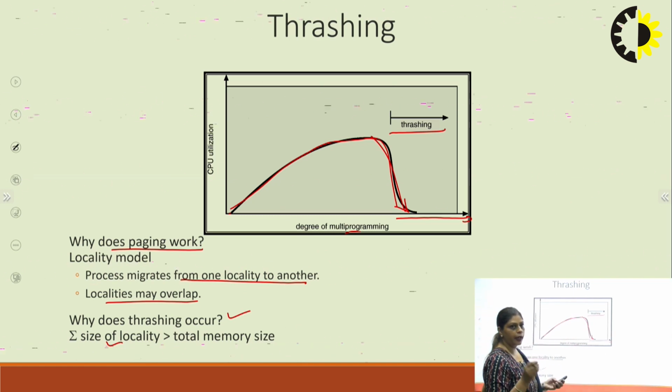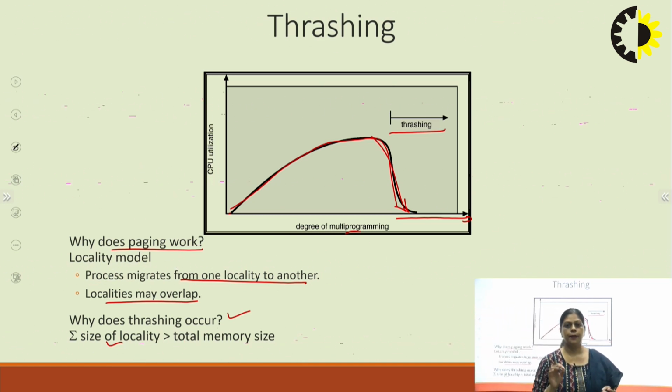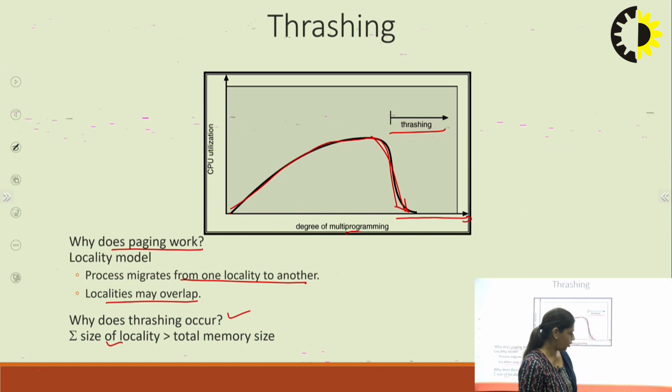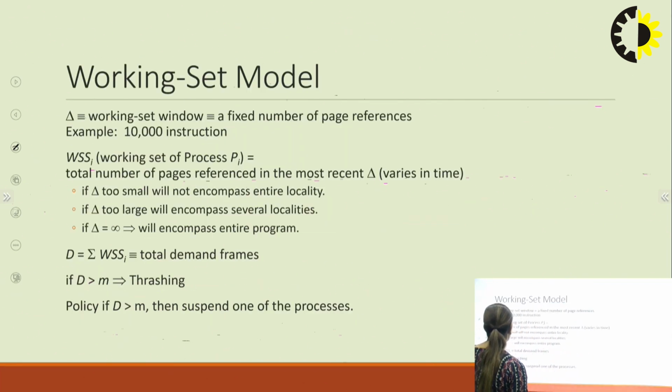And if that locality is larger than, suppose at a particular time a program is requiring 10 pages and our physical memory has only 5 pages, then there will be more page faults. Now see what is happening here. What is a working set model?